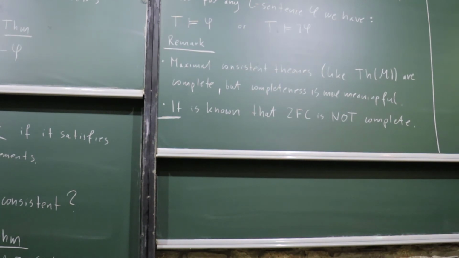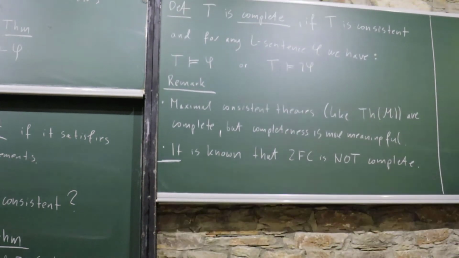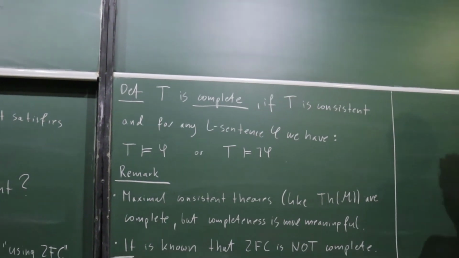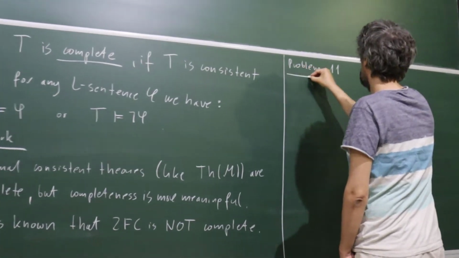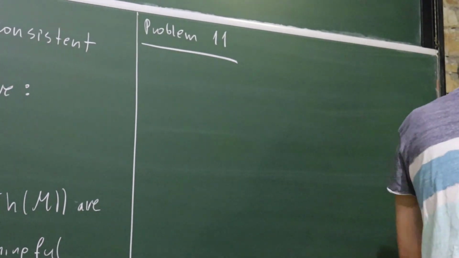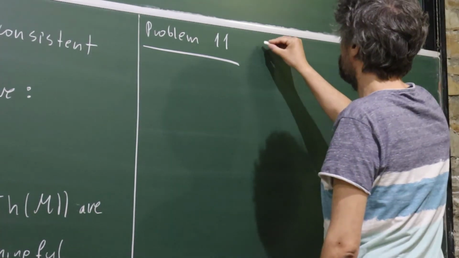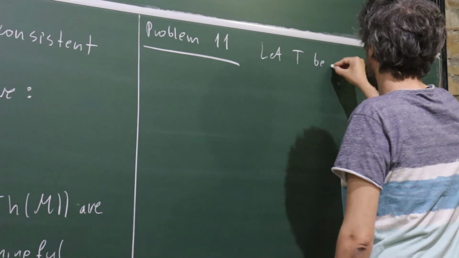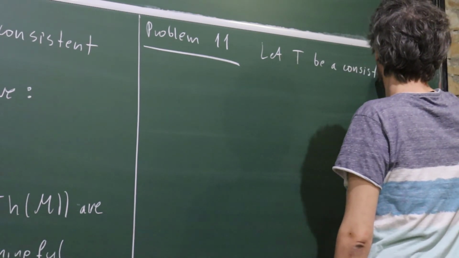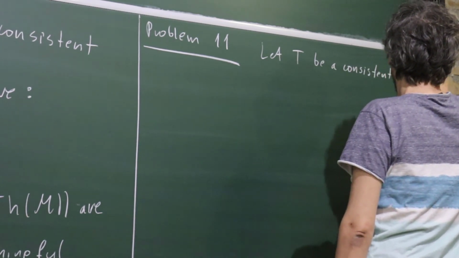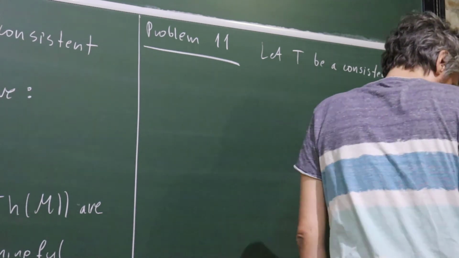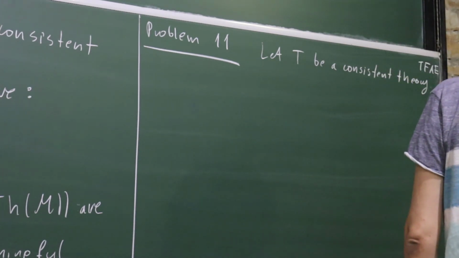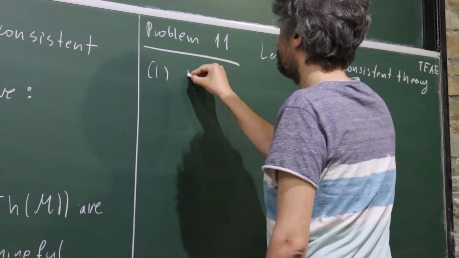And last two problems about such things. So problem 11. And they will be even used in the proofs later. So assume T is a consistent theory. And then the following are equivalent. T is complete.